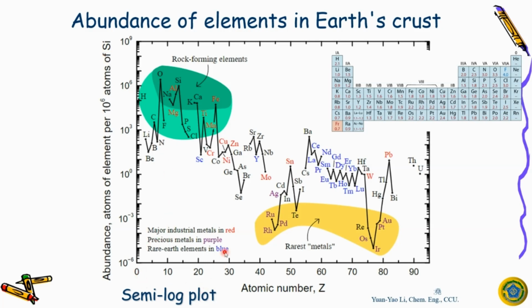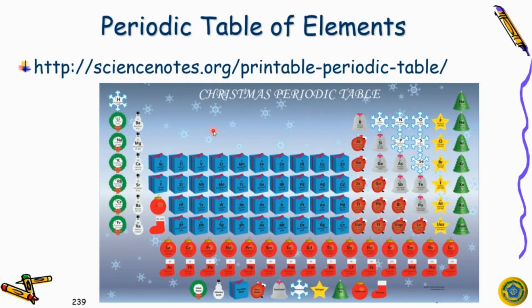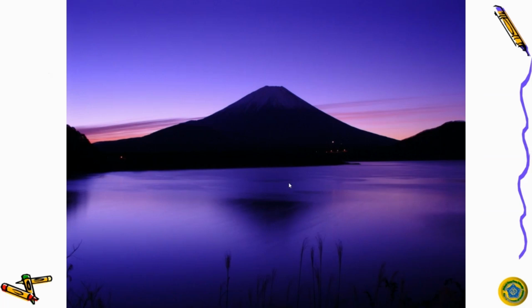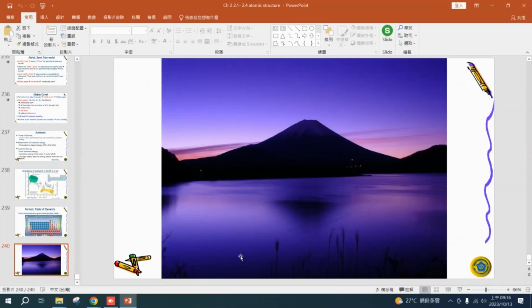And you know there's a log plot. However, you can make an equation to predict this for the semi-log plot or log plot. I hope you still remember we learned this in your first year, in my lecture. Anyway, nowadays you can find many periodic tables, like this Christmas periodic table. Okay, that's it for section 2.4.